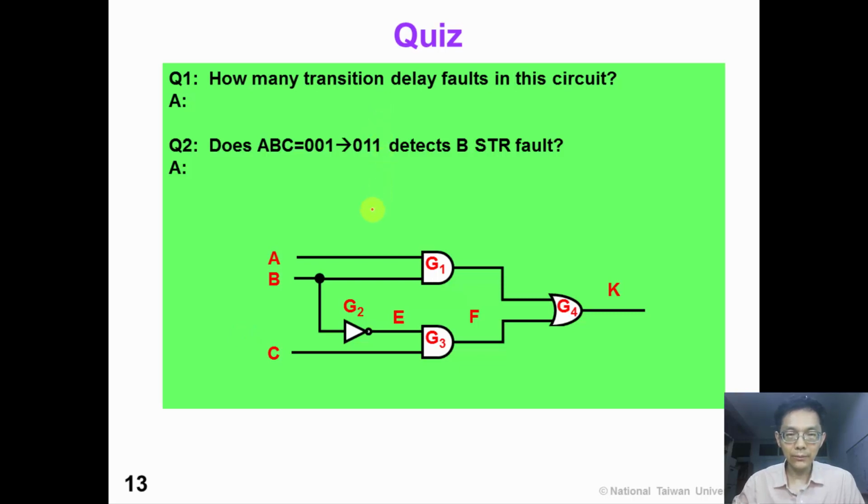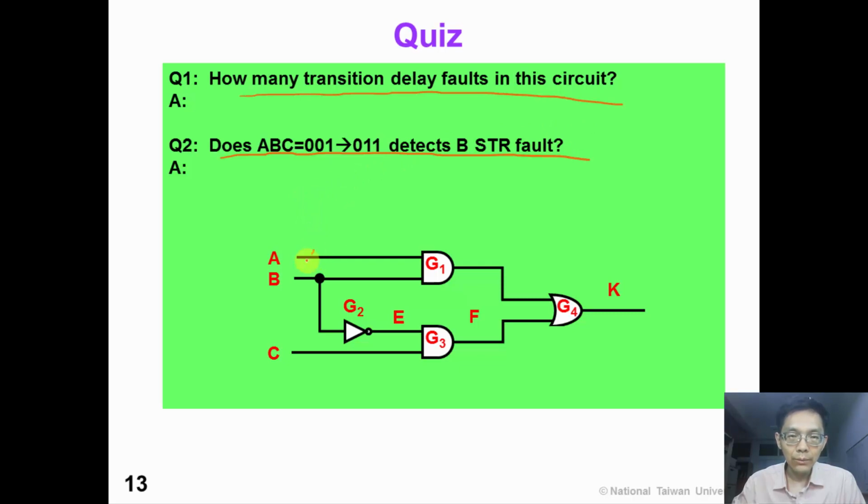Now, let's consider this circuit for a quiz. Question 1: How many transition delay faults are there in this circuit? Question 2: If we apply the test pattern pair 001 and 011, does it detect the B slow-to-rise transition fault? Now, have you got it?